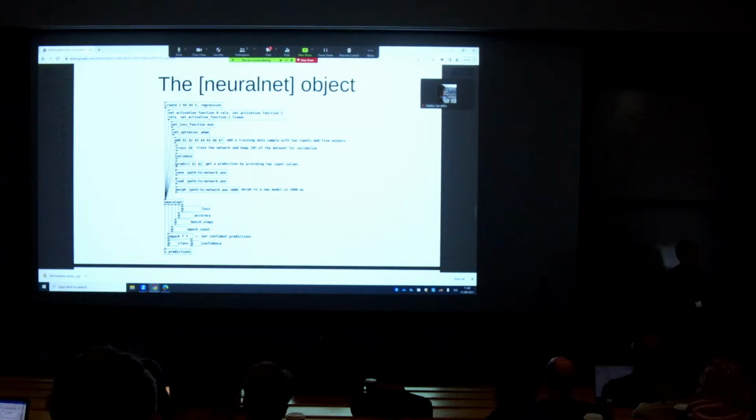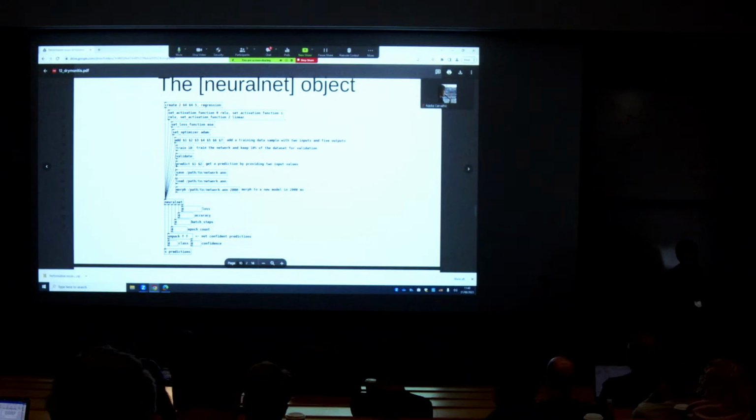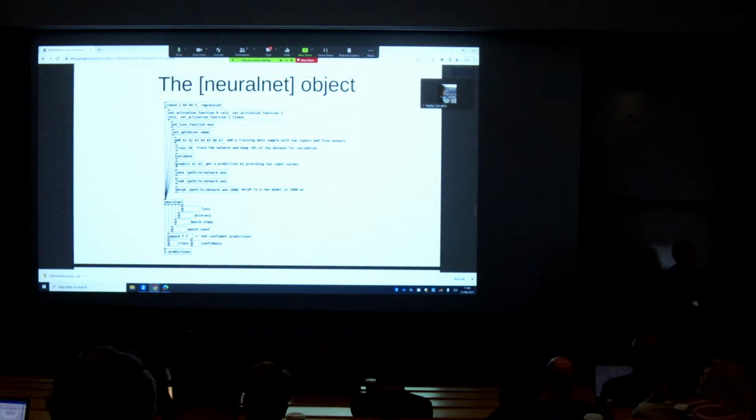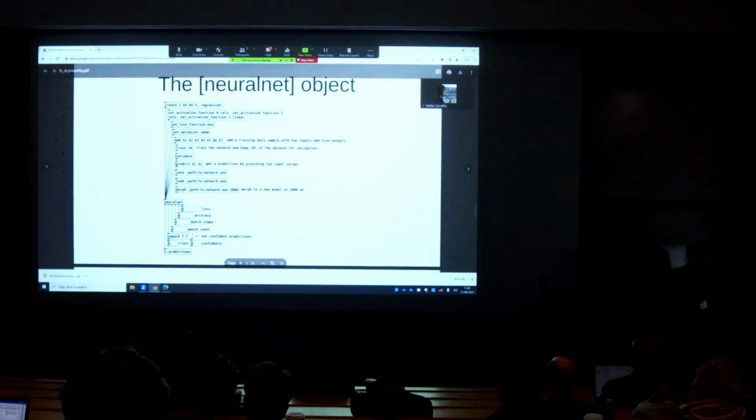training samples by adding values as many as the input and the output neurons, so 7 values in total, for example. You can train the network and you can use, for example, a percentage of the training data sets for validation. You can validate the data set. You can get predictions by providing input values, save, load a model, and you can even morph between different models.